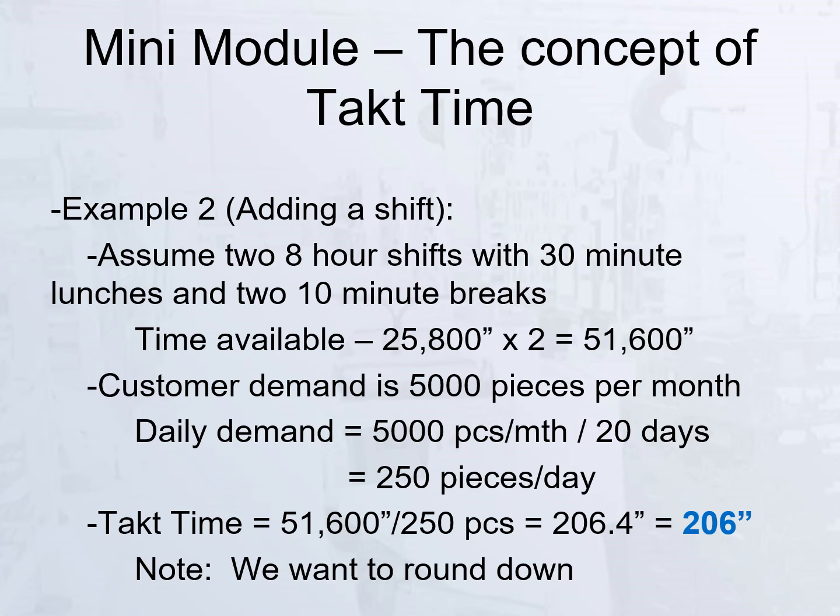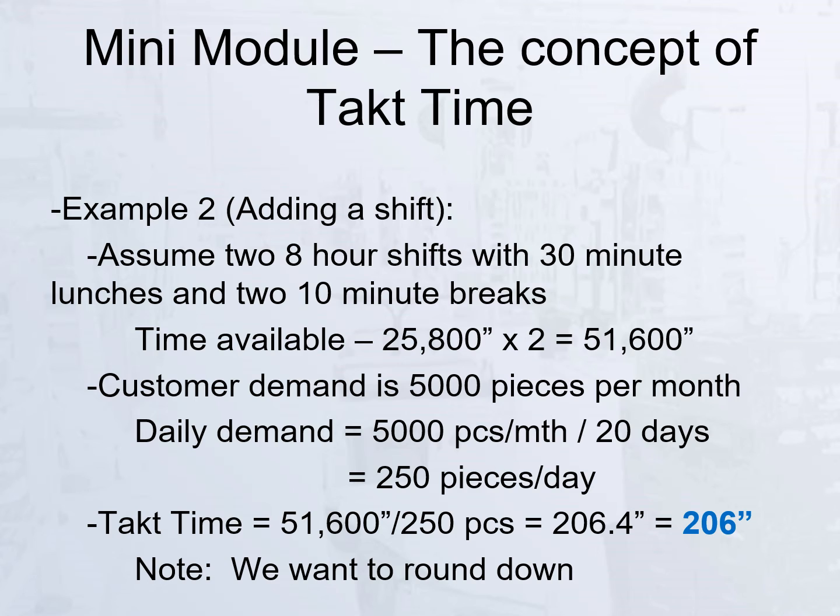Example 2 we're going to look at now is what happens if we add a shift. So in this case, we'll assume we have 2 8-hour shifts, again with 30-minute lunch and 2 10-minute breaks. So the time available is going to be equal to a shift's worth of work, 25,800 seconds, times 2 shifts. That's going to be equal to 51,600 seconds.